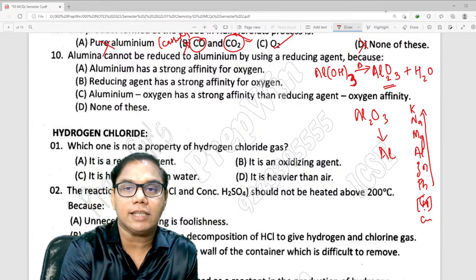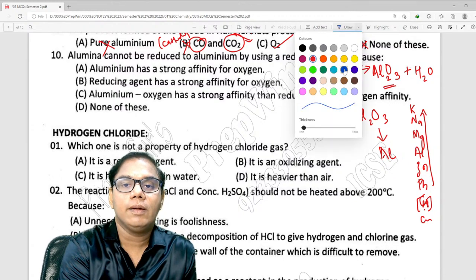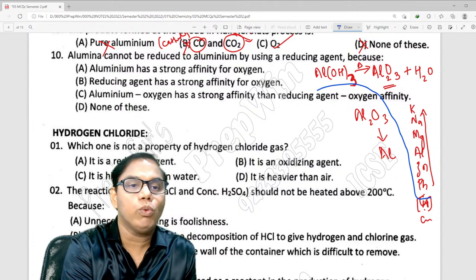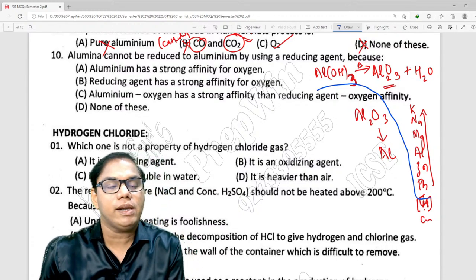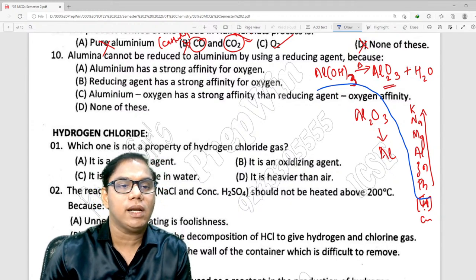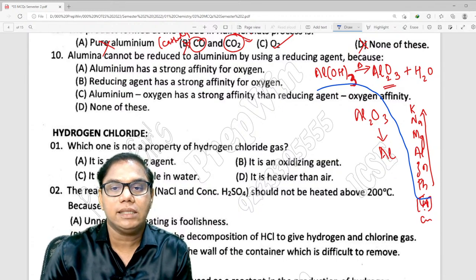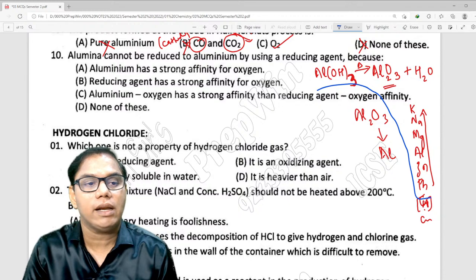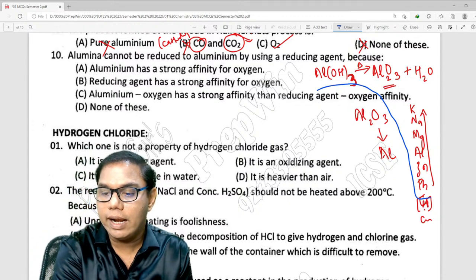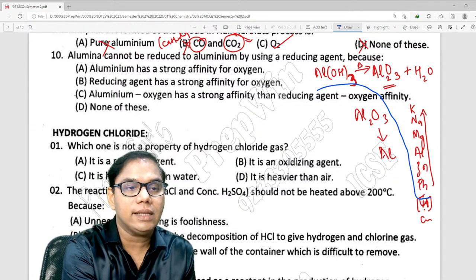Okay, you have already studied this answer in the past. Okay, you have this answer here only. Why? Okay, anybody cannot remove. Why? Aluminium has a strong affinity for oxygen. Reducing agent has strong affinity for oxygen. Aluminium oxygen has a strong affinity than reducing agent oxygen. Okay, oxygen affinity. None of these. What is the correct answer? Correct answer is answer C.